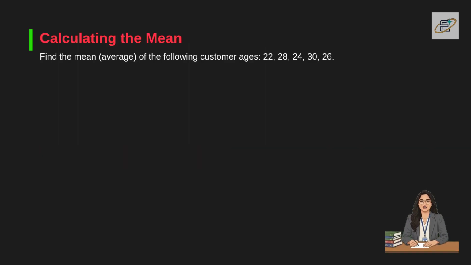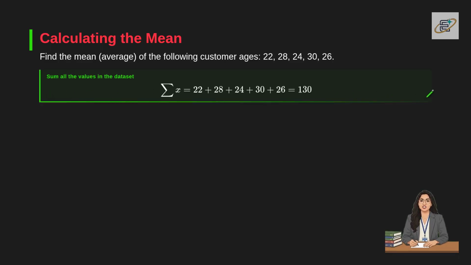Now that our data is clean and transformed, we need to interpret it. The most fundamental way to interpret a dataset is by finding its central tendency, and the most common measure is the mean, or the average. Let's look at a simple example using the ages of 5 customers. To calculate the mean, your first step is to sum all the values in your dataset. We add 22, 28, 24, 30, and 26 together, giving us a total sum of 130.